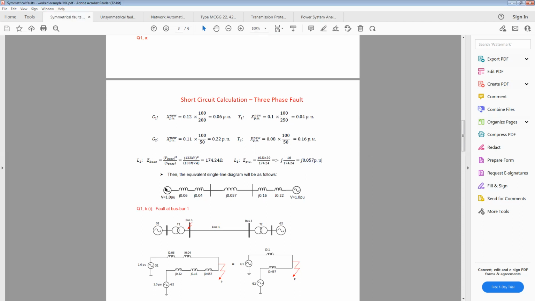What we do now is draw the equivalent single line diagram, so that we plug in all the values: G1, T1, the transmission line, T2, G2. Since this is a three-phase fault or symmetrical fault, we only consider the positive sequence component, meaning that we put 1 per unit of voltage, and we have an equivalent network.